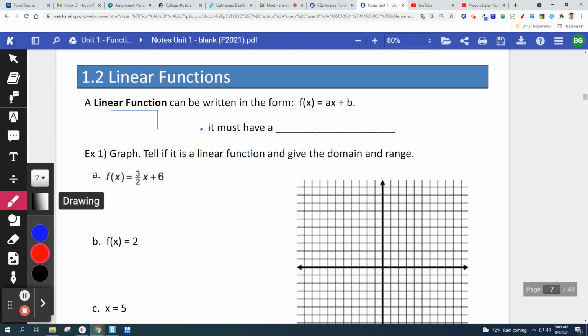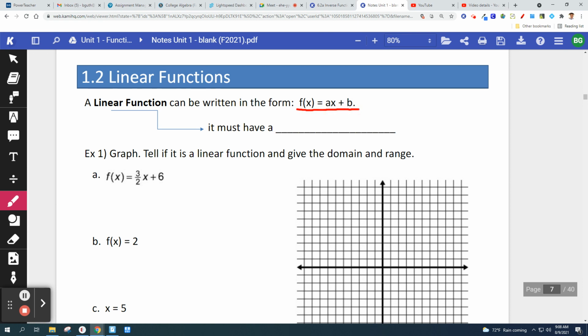1.2 Linear functions. A linear function can be written in the form f of x equals ax plus b. You might remember it as mx plus b, but that's just slope-intercept form of an equation, basically. For it to be linear, it must have a slope. Okay, a line with a slope.